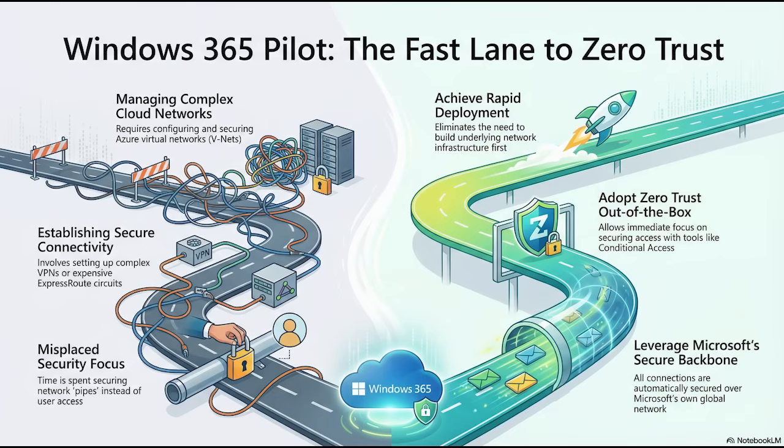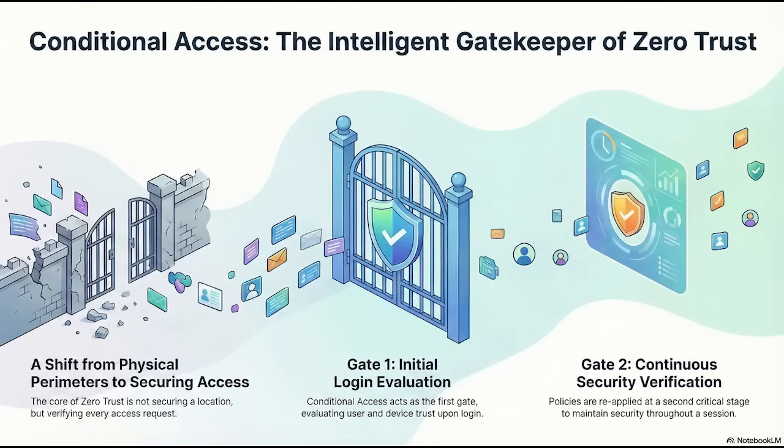Why is that? It removes all the infrastructure complexity for the organization. They don't have to worry about managing Azure Virtual Networks, setting up complex VPNs, or configuring ExpressRoute. The connection path is secured by Microsoft's own backbone, and the organization can immediately focus on securing the access via conditional access rather than securing the underlying network pipes. It's infrastructure simplification built right in. Exactly.